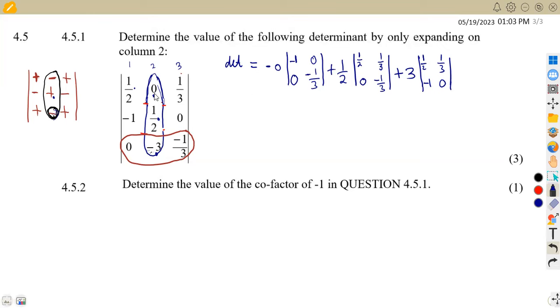So we could have expanded any part of this matrix, whether you wanted to work with this row, you are going to have the same answer, but because you have an instruction that you're supposed to expand column two, that is why we are supposed to have it this way.